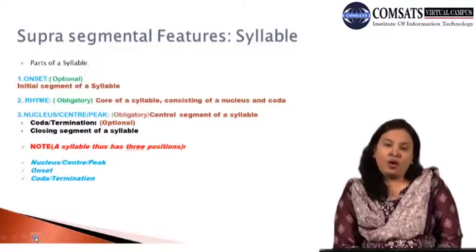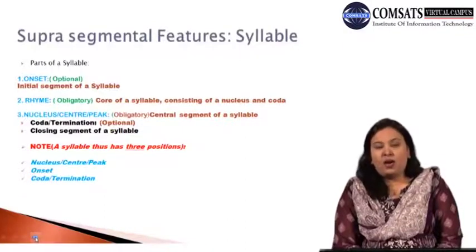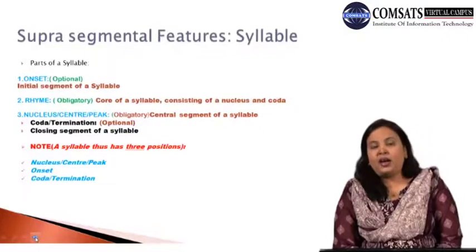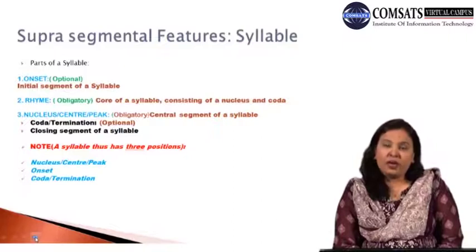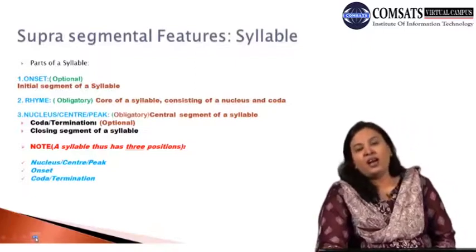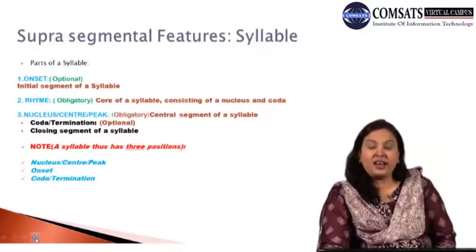So in all, a syllable has 3 positions: the onset, the nucleus and the coda. Onset, the beginning part; nucleus, the central part; and the coda, the termination part. Together the onset, nucleus and coda make a syllable. So altogether 3 positions within a syllable define a syllable. Now what are the things that are there at these places? Next we will discuss them.